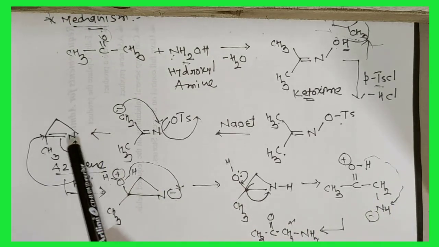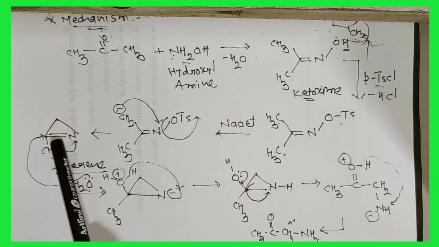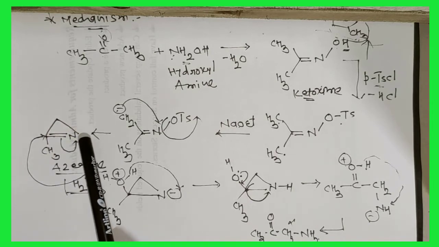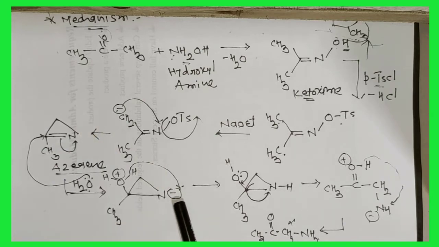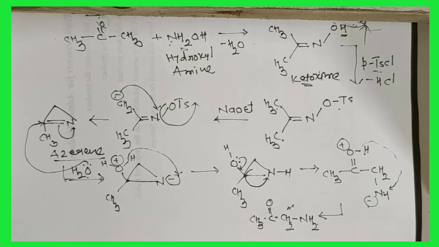Water molecule attacks on this carbon. Nitrogen is electron rich, electronegative. That's why it attracts the bonding electron pair toward itself. So here nitrogen is negatively charged, oxygen is positively charged. That's why this hydrogen transfers from oxygen to nitrogen. Again, lone pair of oxygen participates in the bonding. Nitrogen attracts the bonding pair. Hydrogen transfers from oxygen to nitrogen, and the final product is alpha amino ketone.